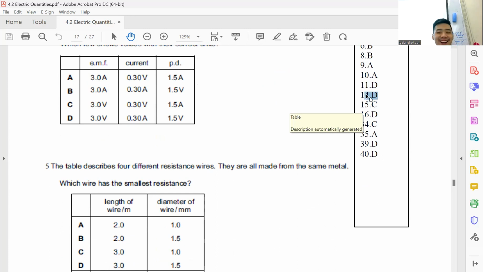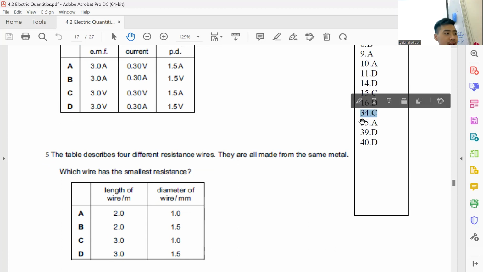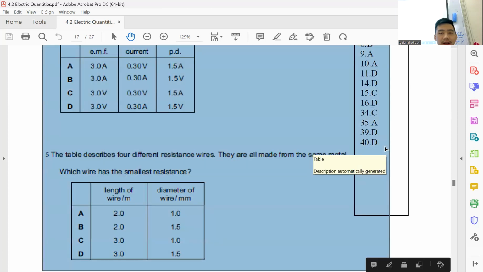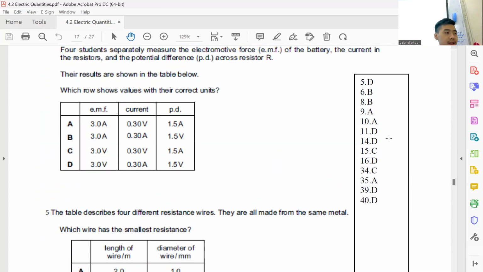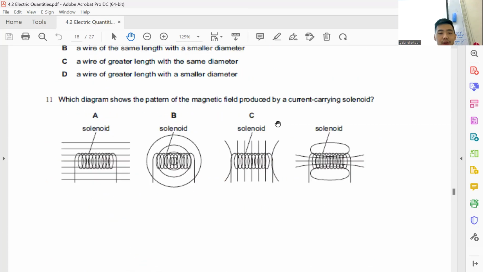Yeah, right. There's obviously A, B, C, D in the multiple choice. Question 14, donkey. Question 15, C. Question 16, donkey. Question 34, C. Question 35, A. Question 39 is supposed to be donkey, and question 40 is supposed to be donkey as well. Guys, besides question 11, is there any other question or not?